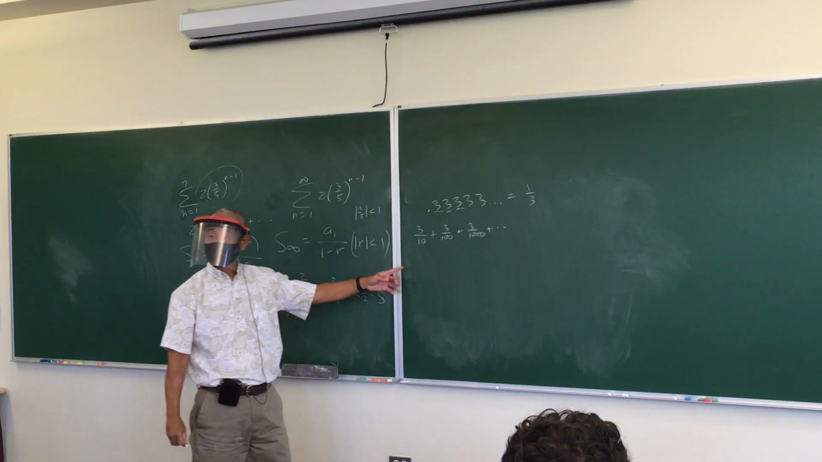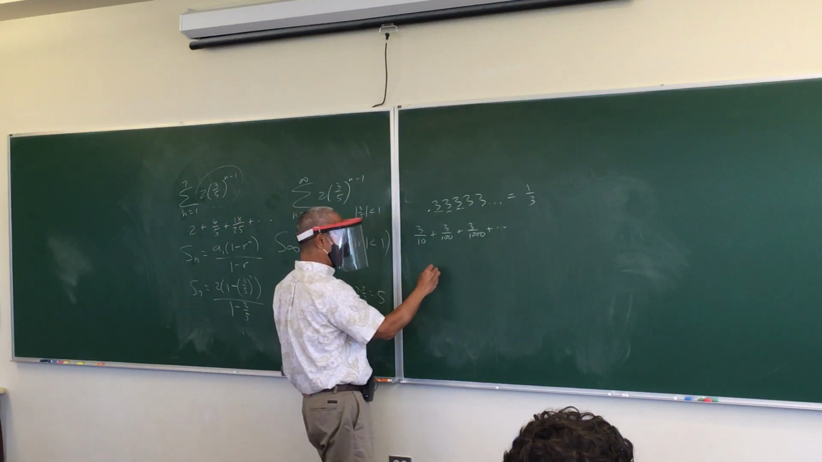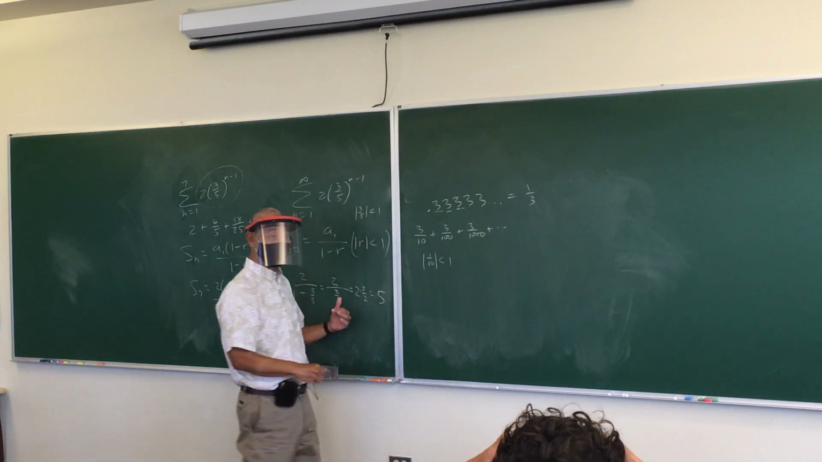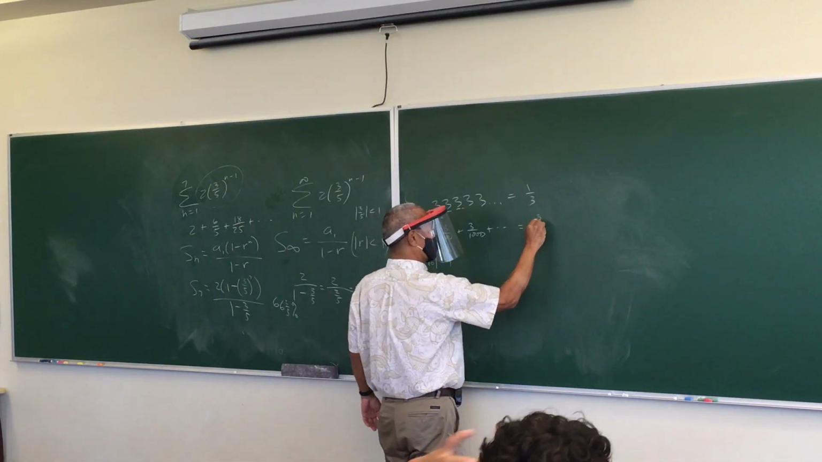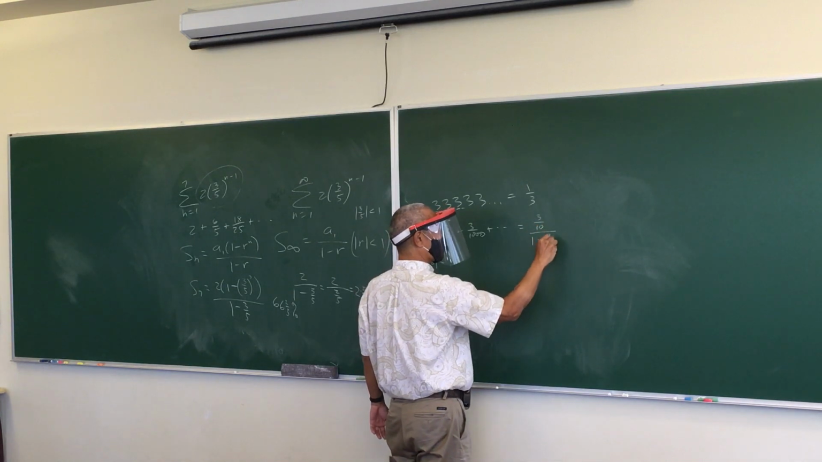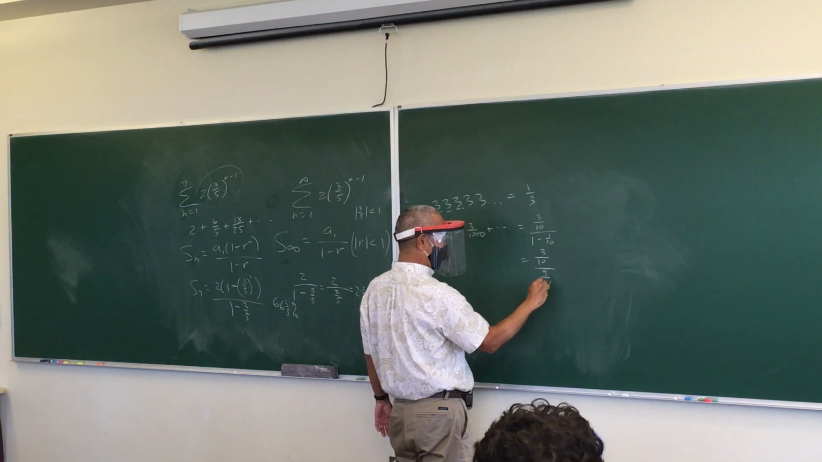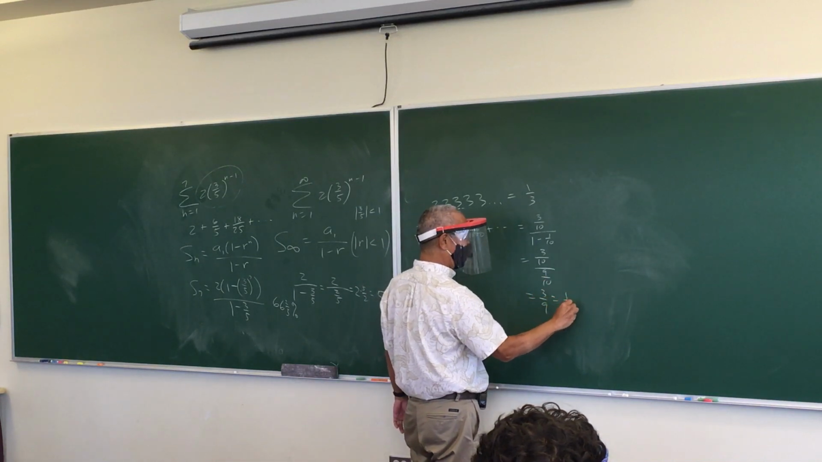Isn't this a geometric series? What's the common ratio? 1/10. Is the absolute value of 1/10 less than 1? Yep, so I can use the formula. So this is equal to the first term, 3/10, all over 1 minus r. So that's 3/10 over 9/10. Multiply top and bottom by 10, and you get 3/9, which is equal to 1/3.